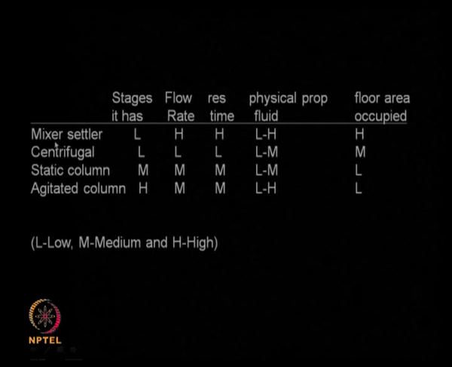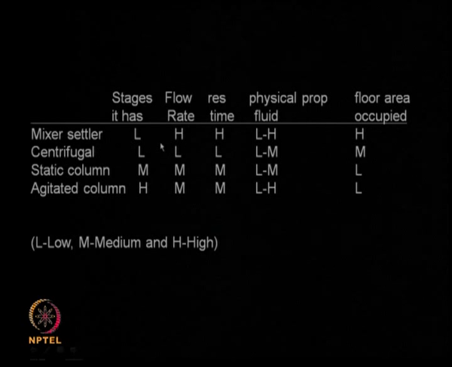If you take a mixer settler, it does not have many stages, so it is very low, L means low. Flow rate can be high, I can have very large mixer settlers, so I can process a large amount of liquid. Residence time is also very high, because I will do a mixing for a long time and then I will do a settling for a long time. Physical properties, I can use different types of fluids, different types of fermentation broth to carry out this particular operation. Floor area occupied will be very high, because I will require some space for the mixer, I will require some space for the settler. So you see many disadvantages.